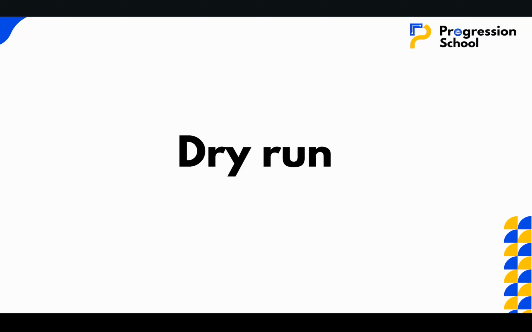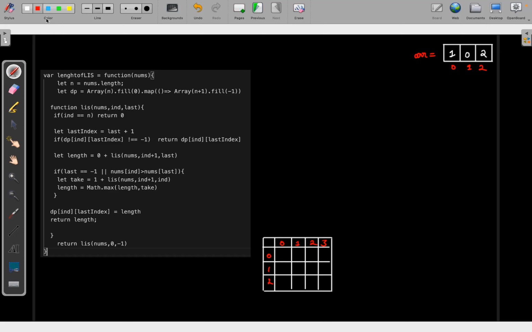In this video, we will see a dry run of the code. So now let's do a quick dry run here. Here in this lis function, I have this lis function. Inside this, I am returning this lis, so my function is lis.